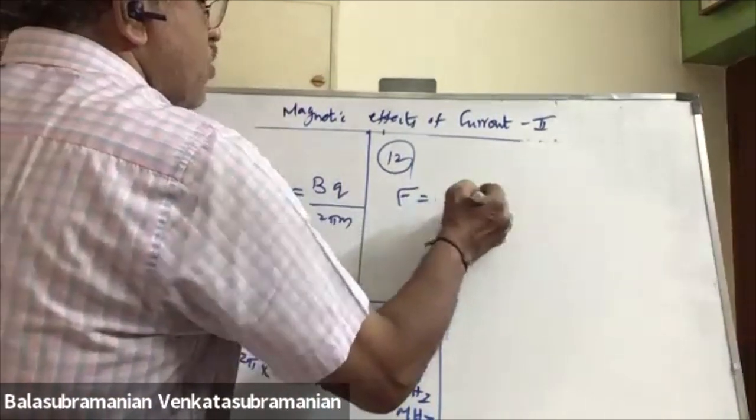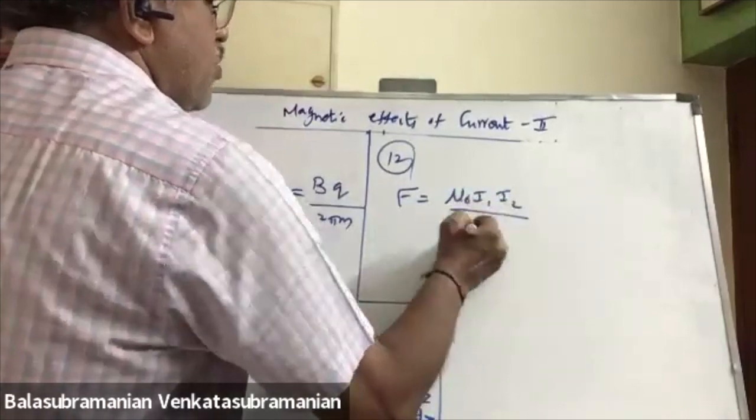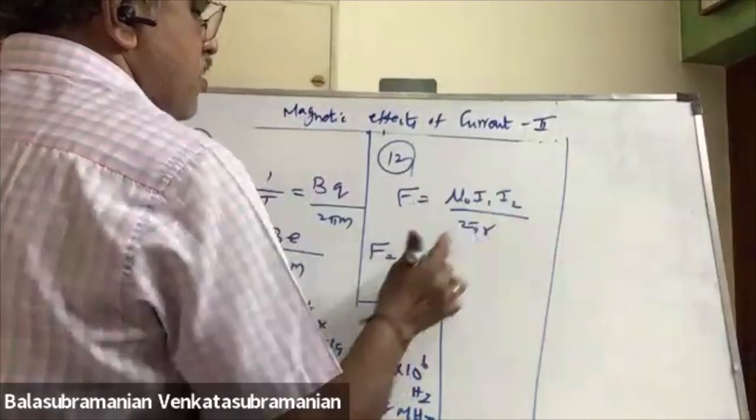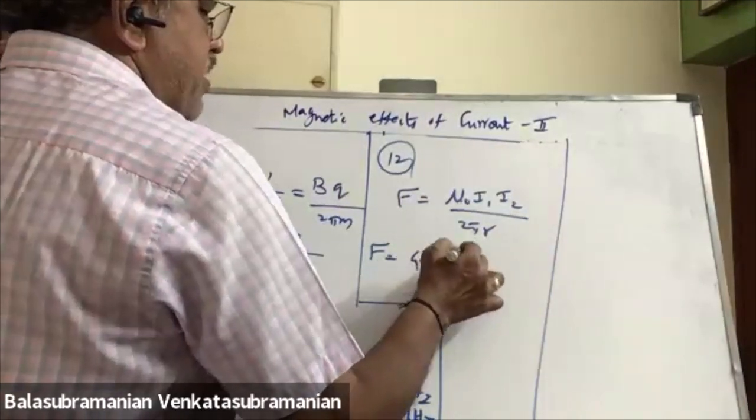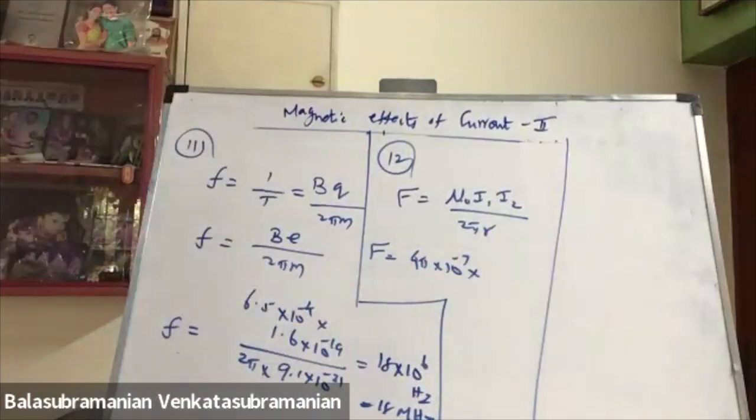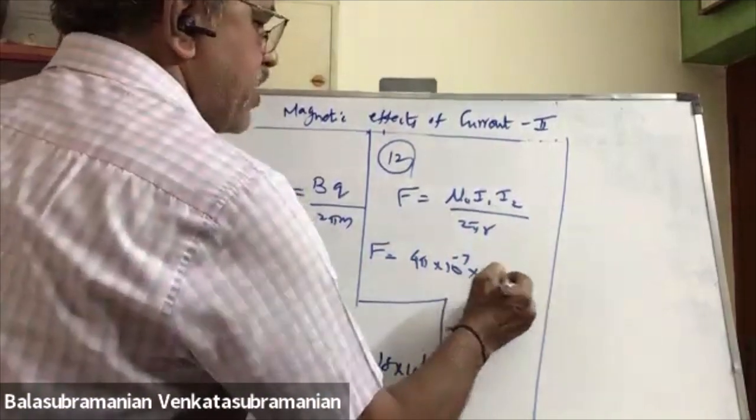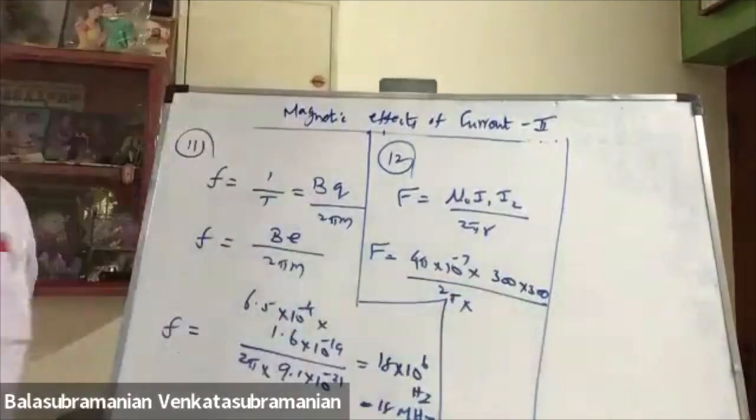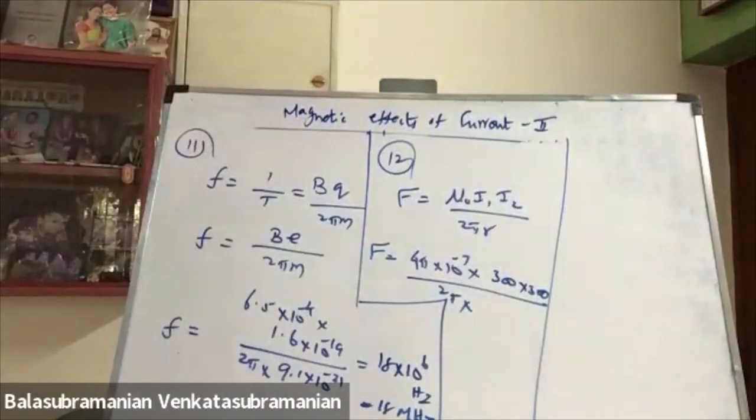F is equal to mu naught I1 I2 by 2 pi r. Mu naught is 4 pi into 10 power minus 7. Current I1 and I2, both 300 ampere. 300 into 300 by 2 pi, separated by a distance of 1.5 centimeter.